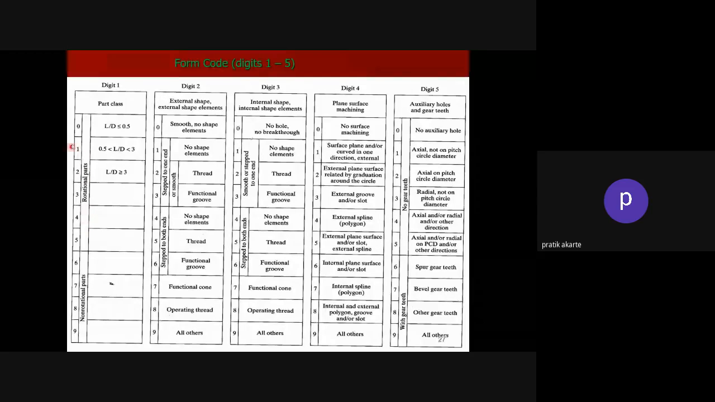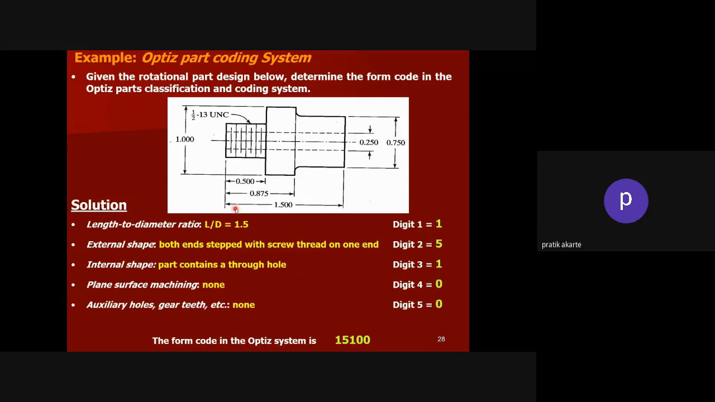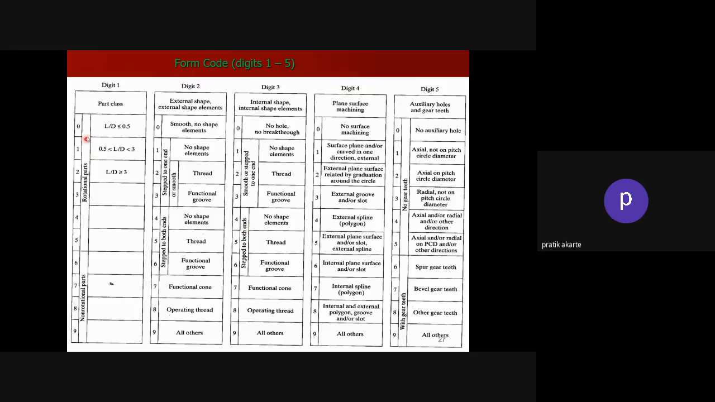Okay, for rotational parts we can assign a digit 0 to 1, and then we have to consider the length to diameter ratio. So the length to diameter ratio is 1.5 is the length and diameter is 1. So L by D ratio is 1.5. Now we have to check what digit we can assign for L by D equal to 1.5. So it falls under 0.5 to 3, so that's why we have to assign number 1.